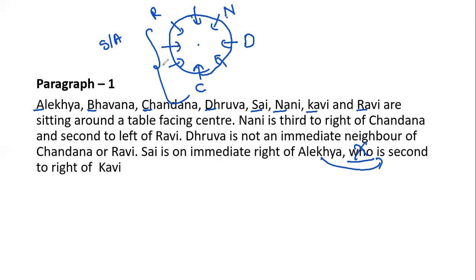Okay. Got it? Next. Alekhya is second to the right of Kavi. As I said, you have to eliminate the word who and the sentence becomes: Alekhya is second to the right of Kavi. So Alekhya should come in these positions and you can fix the position of Kavi and Alekhya with this condition. Let us say Kavi can come between Chandana and Dhruva, or Kavi can come between Ravi and Nani. If you place Kavi here, Kavi's right side is this, Kavi's left side is this. They want Alekhya to be in the second right of Kavi.